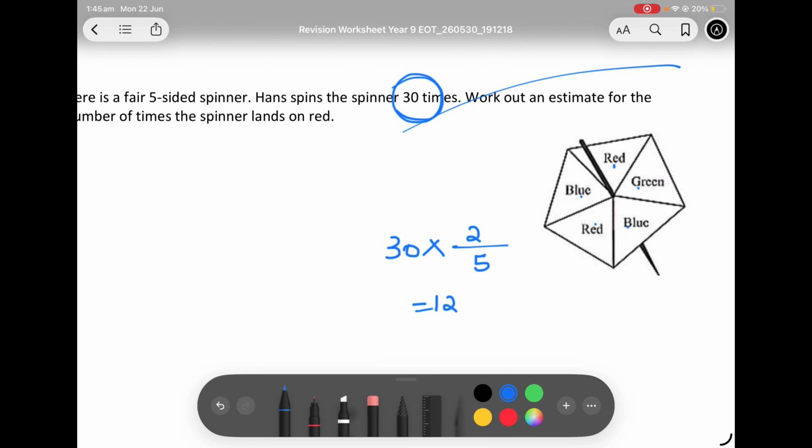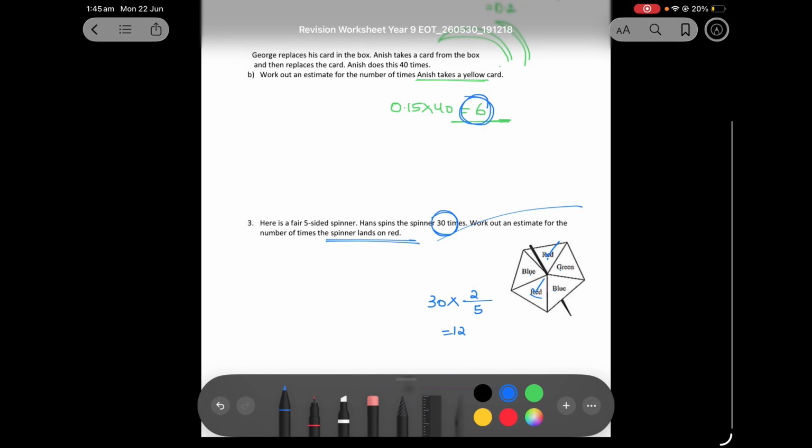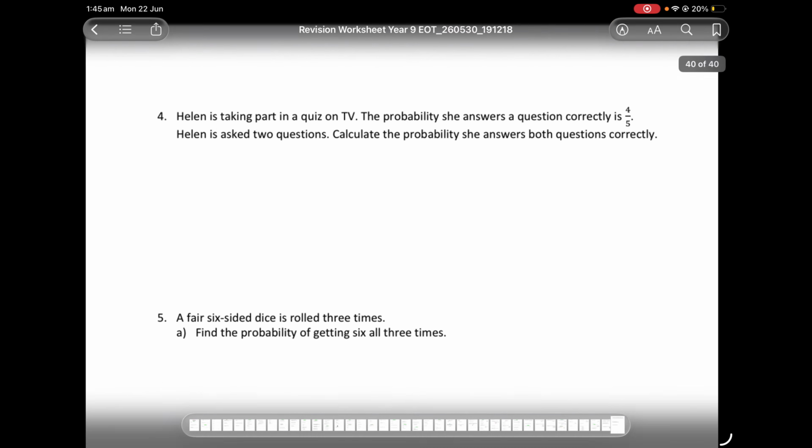How did I do it? I calculated how many reds I have divided by the total quantity, because he asked about the red. So red over the total quantity, that is 2 over 5, and when I multiply it by 30, it comes to 12. Moving to the next one.